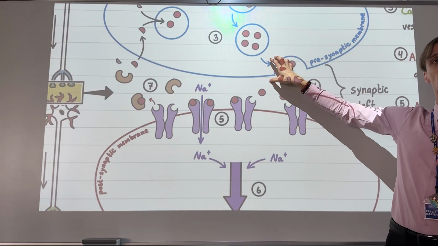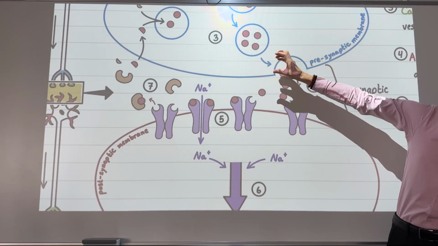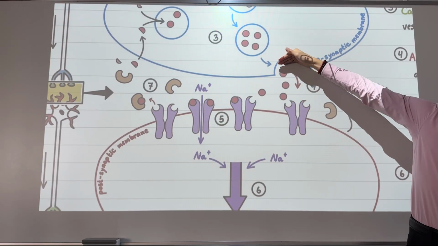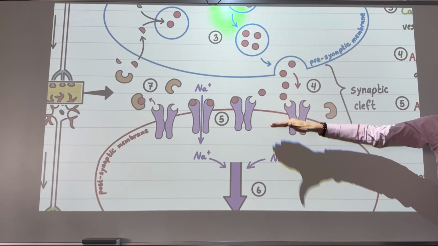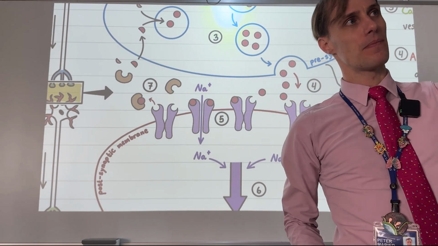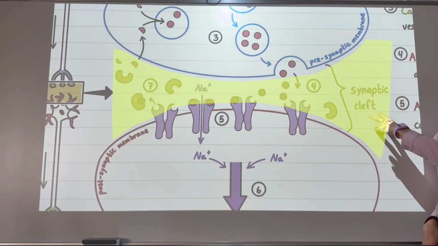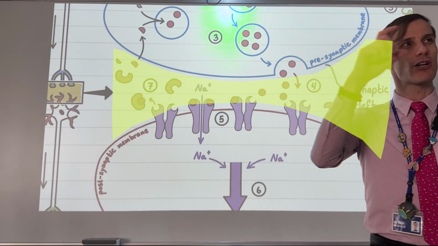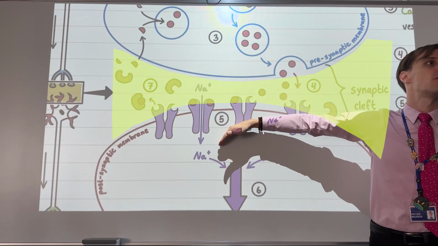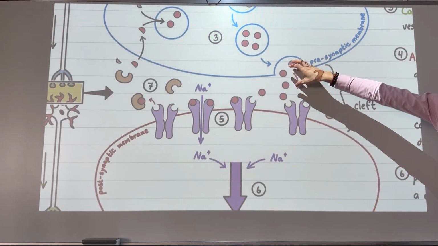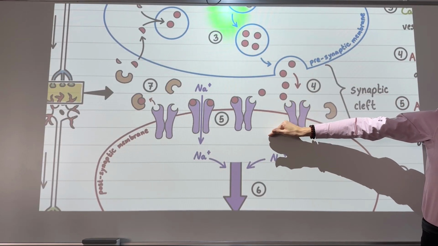Now, because acetylcholine is released here, the concentration is higher here, so it's going to diffuse across this gap. The name we can use for that gap is the synaptic cleft. That's just the name of the actual space between the pre- and postsynaptic membranes. So acetylcholine is now diffusing across the synaptic cleft.